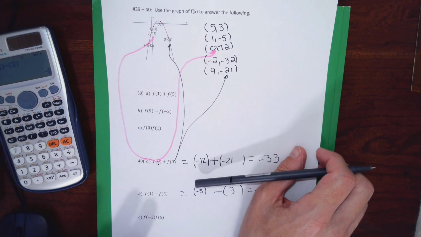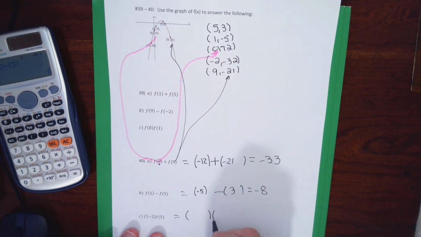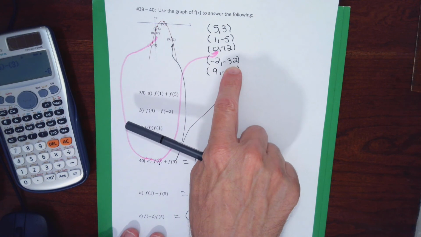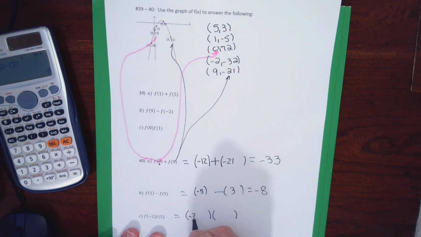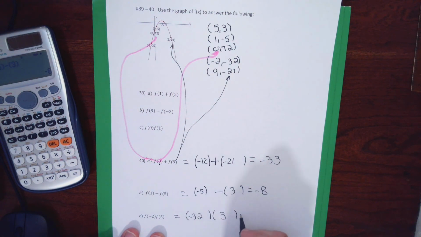And lastly, it's f of negative 2 times f of 5. I make two parentheses with no signs between. For f of negative 2, I'm going to write negative 32. For f of 5, I'm going to write 3. And because this is a multiplication problem, I'm just going to multiply them.